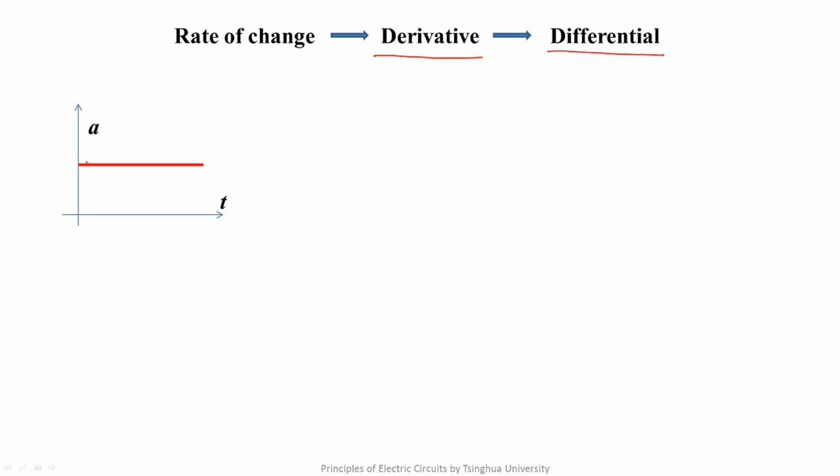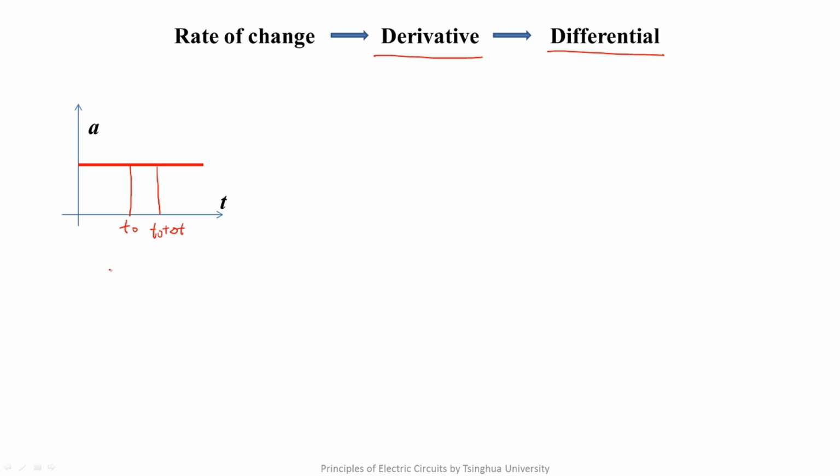For a constant a, what's its rate of change? We can choose 2 points. The first point is t0, and the second one is t0 plus delta t. From t equals t0, the time changes delta t. You can find that for this constant function from t0 to t0 plus delta t, its value doesn't change.